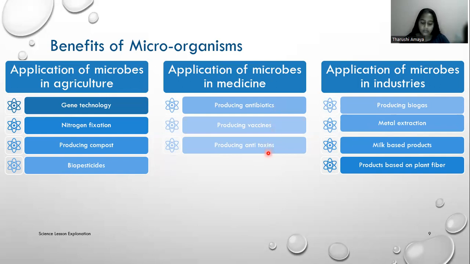Antitoxins are synthesized using toxins by removing their toxic component. For example, the tetanus vaccine. And the next main topic is the application of microbes in industries.